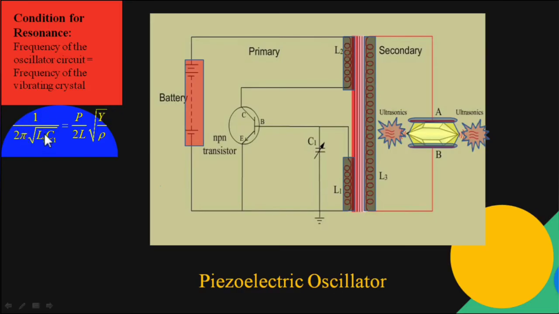So, the frequency of the oscillating circuit is given by f1 = 1/(2π√(L1 C1)), and the frequency of the vibrating crystal is given by f2 = p/(2L) √(Y/ρ), where p = 1, 2, 3, etc., for fundamental, first overtone, second overtone, etc. Y is the Young's modulus of the crystal, ρ is the density of the crystal, and L is the length of the crystal. So in this way, the piezoelectric oscillator works.